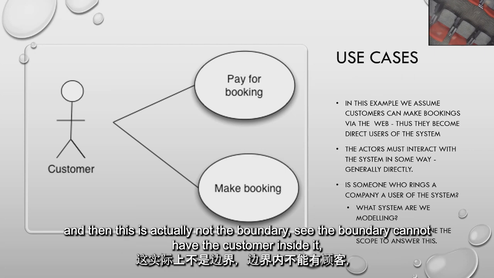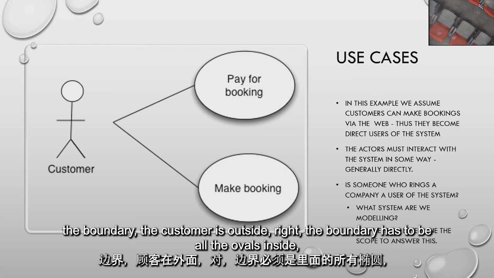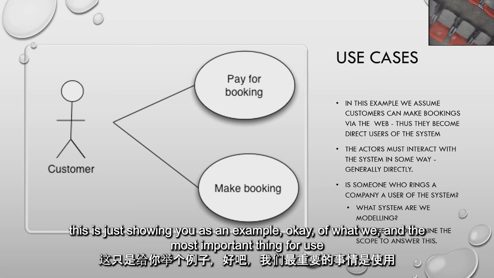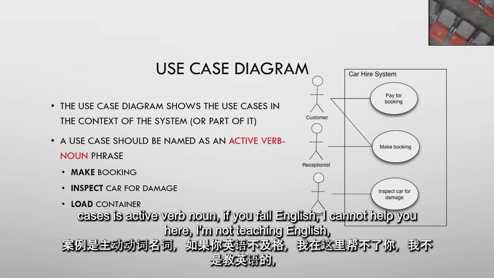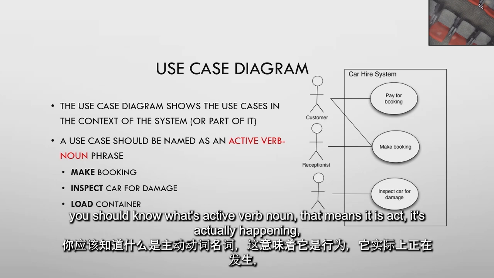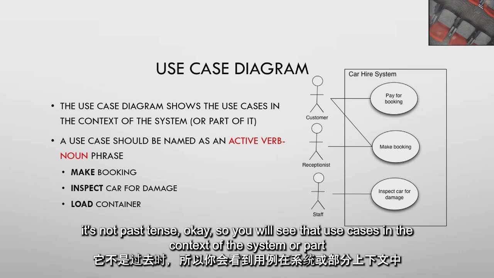And then this is actually not the boundary. You see, the boundary cannot have the customer inside it. The customer is outside. Right? The boundary has to have all the ovals inside. This is just showing you as an example. And the most important thing for use cases is active verb noun. If you fail English, I cannot help you here. I'm not teaching English. You should know what's active verb noun. That means it's actually happening. It's not past tense. Okay?